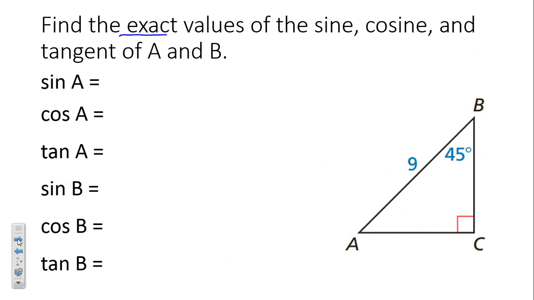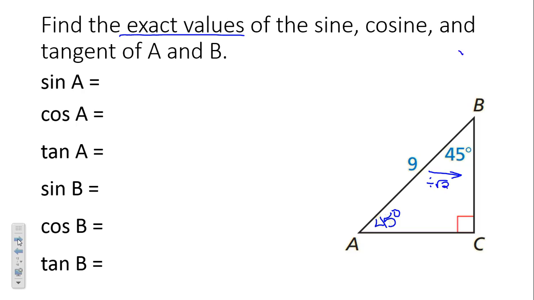Now, when we say we want the exact values of the sine, cosine, and tangent, that should be an alert that you're looking at a special right triangle. You either have a 45, 45, 90, or a 30, 60, 90 that we are supposed to know things about. Okay? So for this particular problem, which kind of triangle do we have? All right, so this is a 45, 45, 90. What part are we given? The hypotenuse, okay? So we know the hypotenuse. How do we get from a hypotenuse to the leg? Yep, divide by the square root of 2.